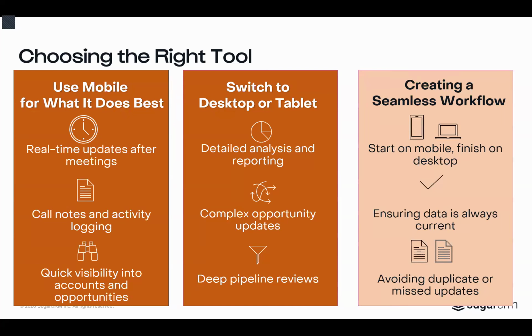We want to create a seamless workflow. So start on the mobile, finish on the desktop. Ensure data is always current, and it helps with that when you put it into mobile, and avoid duplicates or missing updates. I know that's not as easy as me just saying those words. That can be difficult. So before you ever put a new record in Sugar, besides a call you just did, if it's a new contact, a new lead, something like that, make sure you first do a search that the record is not already within the system, so we don't cause those duplicates to happen.